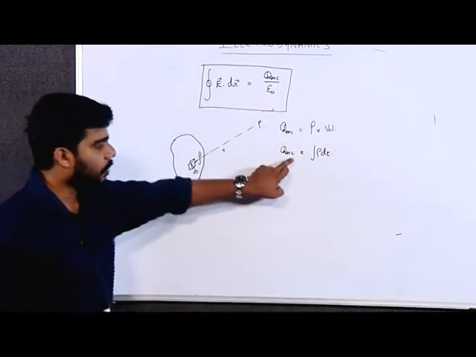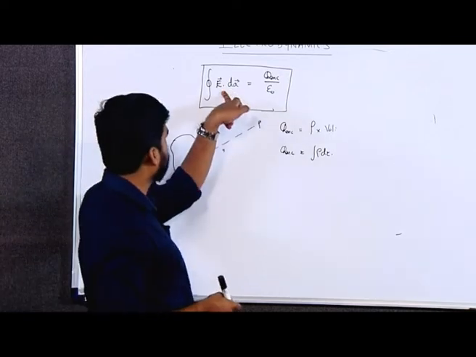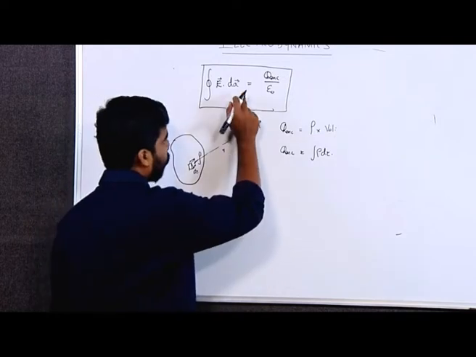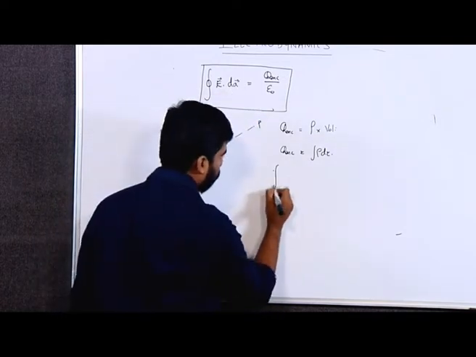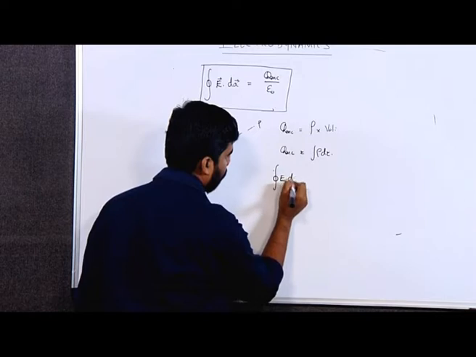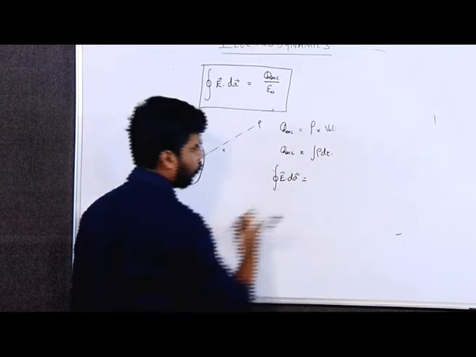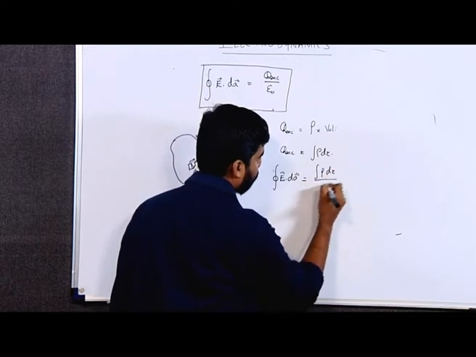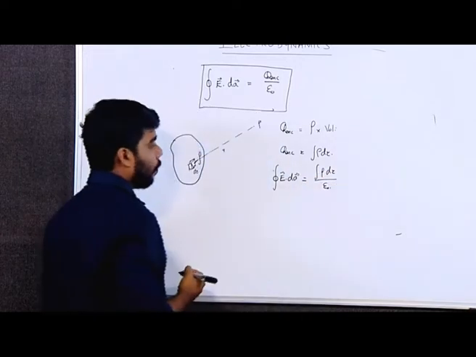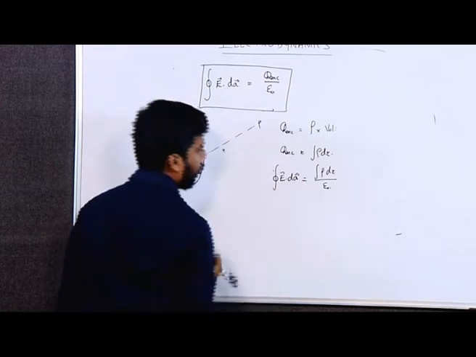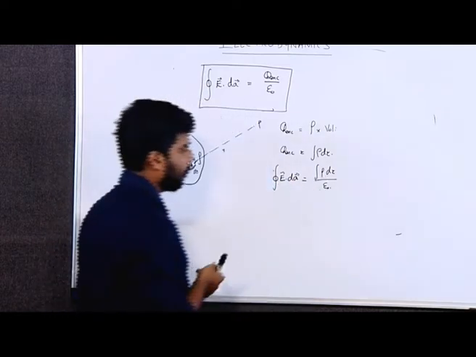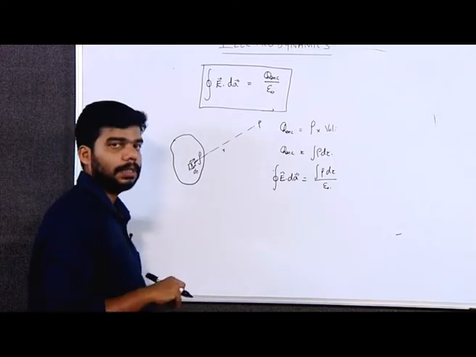So I am substituting this Q enclosed into the equation of Gauss's law. The closed integral E dot dA is equal to integral rho d tau by epsilon 0. Now there arises a problem. Here it is an area integral, a surface integral, and here it is a volume integral. So how will you solve this?